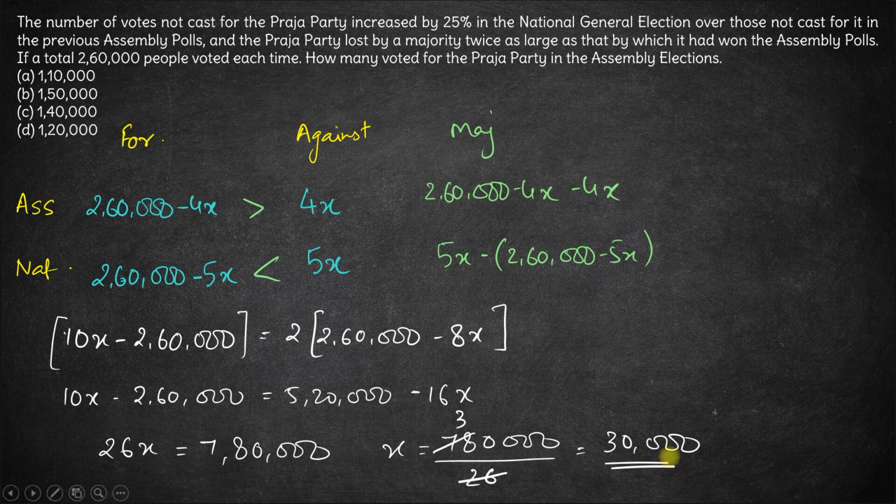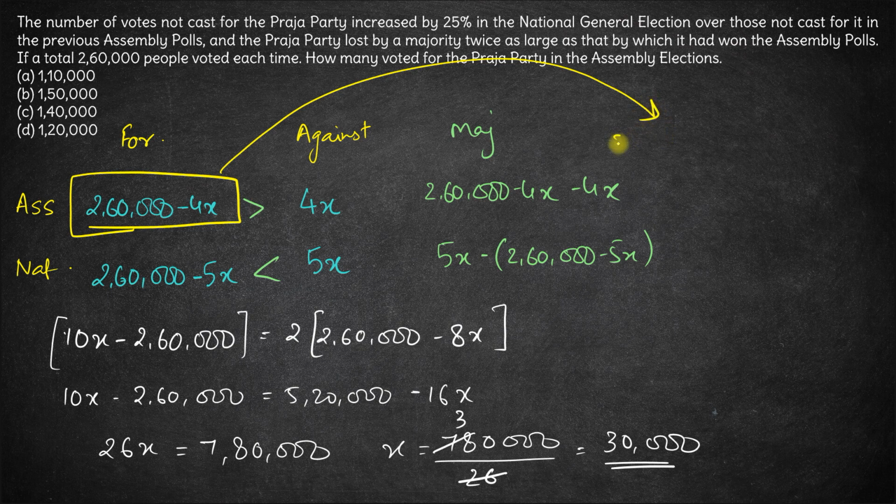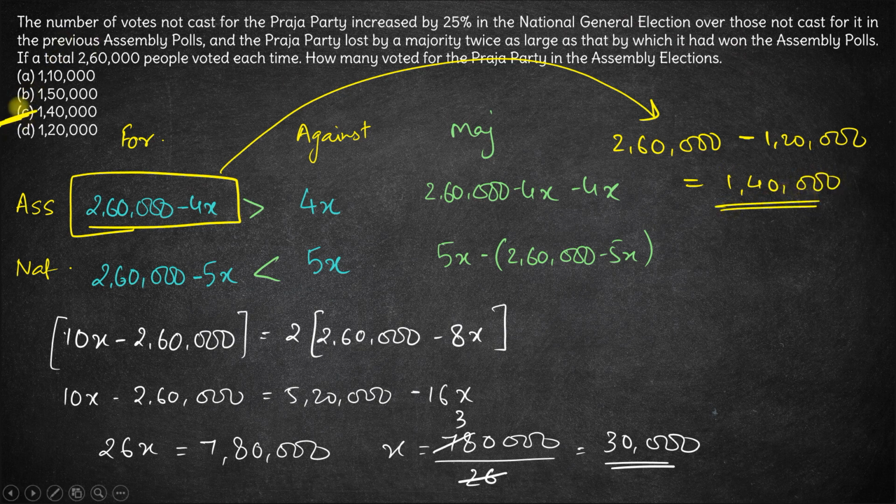Okay, x is 30,000. Now the question is, how many voted for Praja Party in the assembly elections? So assembly elections voted for is this. This is what we need to calculate. So this comes out to be 2,60,000 minus 4 times x. 4 times 30,000 is 1,20,000. So 2,60,000 minus 1,20,000 is 1,40,000. Hence the correct answer here is option C, 1,40,000. Thank you.